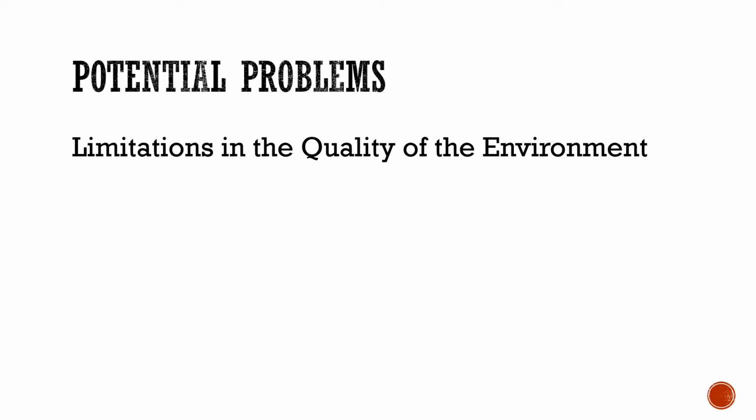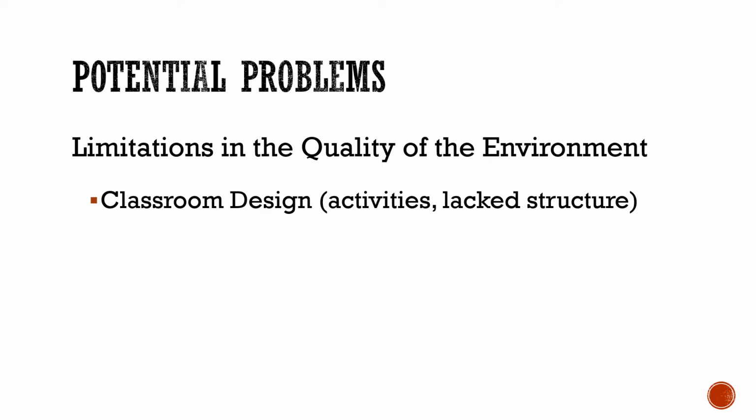So one of the first things that you see are limitations in the quality of the environment. So this teacher really struggled. We don't know a whole lot of information, but it does seem like she had some pretty problematic classroom designs. It was very unclear from the video what actually was going on. There were a lot of activities happening all at the same time. It appeared as though there was some sort of snack time happening, and maybe free play was happening at the same time. And so that was kind of problematic, right?